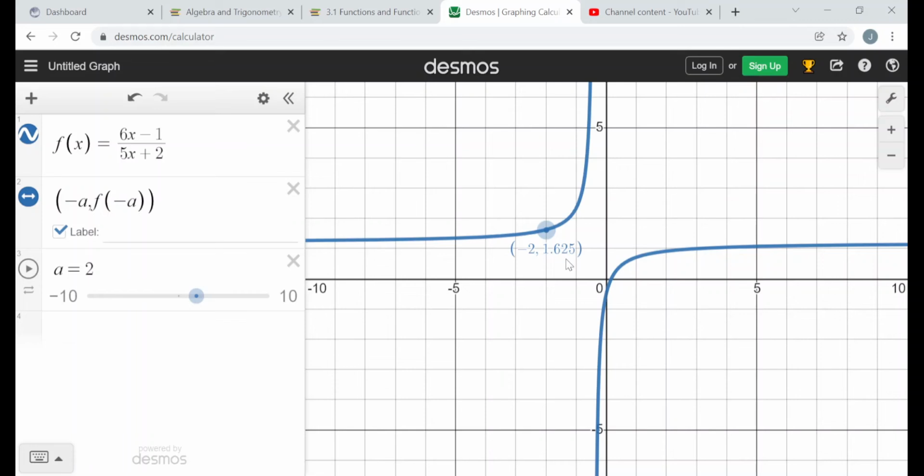Okay. Great. Yeah, and again, you just play around, change the value of a, that'll move this point around. Great, but it's all on this function f here.